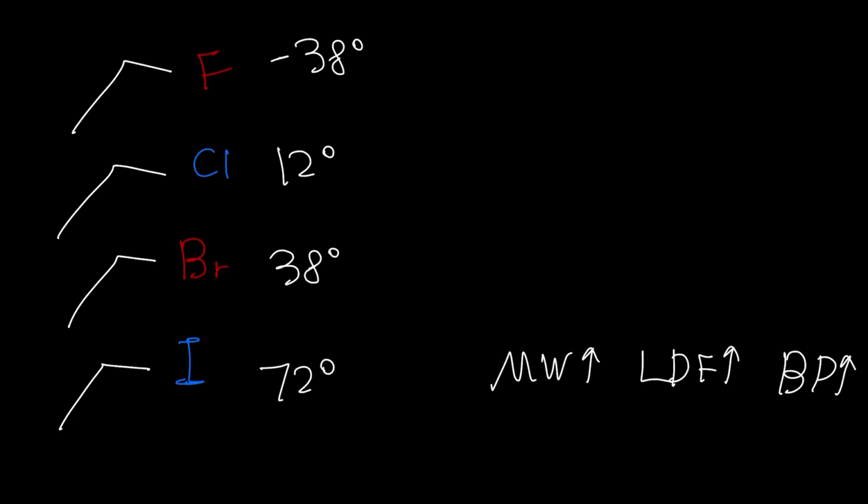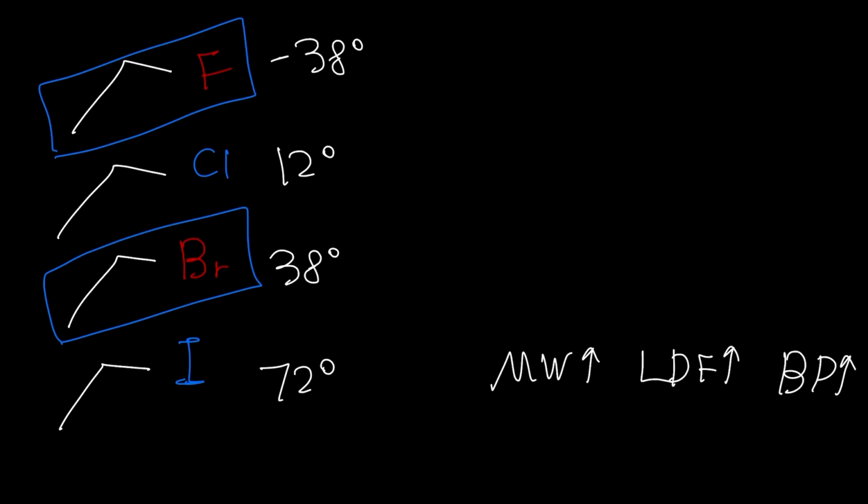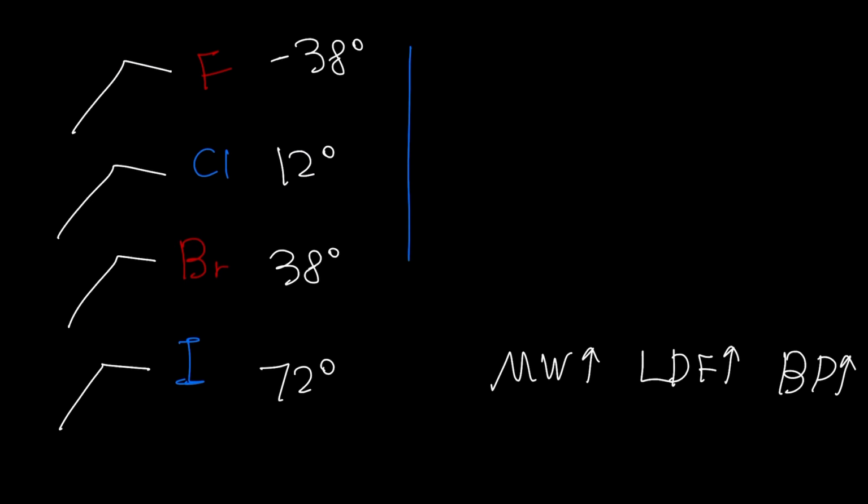So whenever you're asked in a test to, let's say, compare the boiling points of a hydrocarbon with the same number of carbons, one of them has a fluorine, the other one has a bromine, the one that has a bromine is going to be higher. And the order of boiling point increases as you move down the periodic table for halogens.